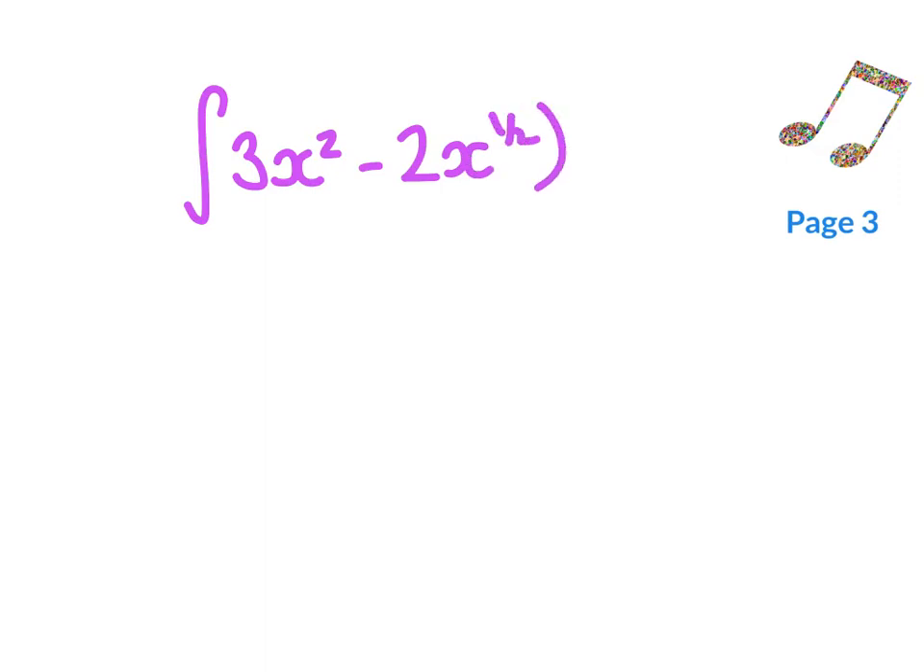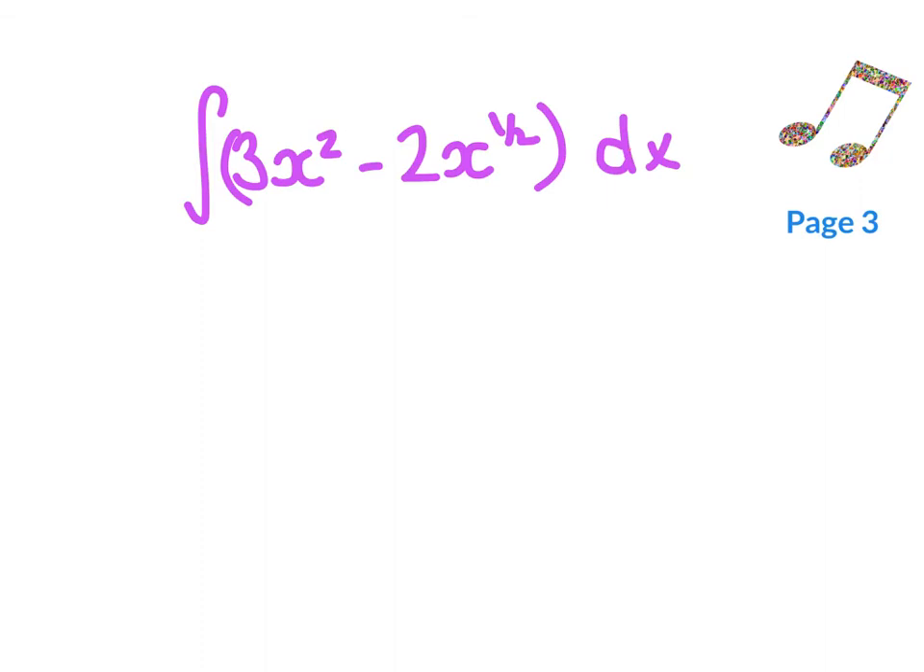Okay, we're moving on to page 3. We're ignoring examples 6 and 7 for the moment and going straight on to 8. Now here we're asked to find the integral of 3x squared minus 2x to the power of a half. Now the brackets are just there because this whole function is with respect to x. So all of this is corresponding to the dx.